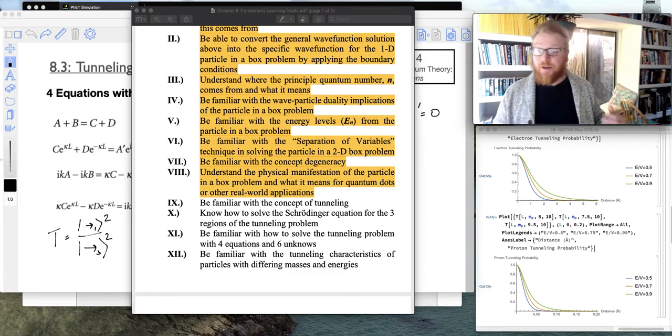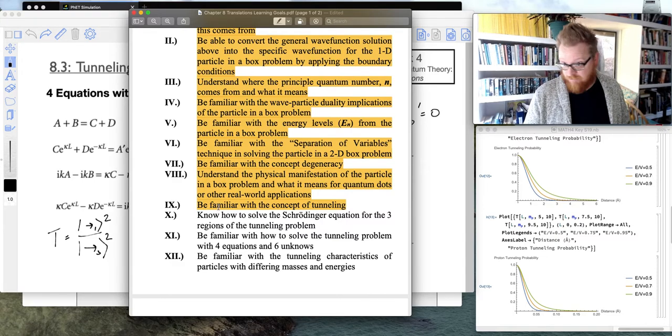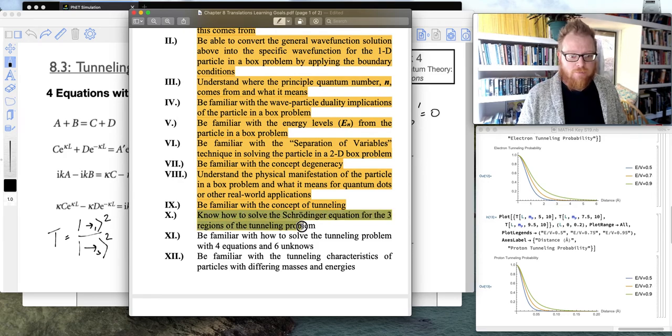Finishing up here with this tunneling discussion. I also just wanted to draw your attention to the learning goals here. The last ones to talk about: be familiar with the concept of tunneling, which I talked about in, I think, lecture 10A. Know how to solve the Schrodinger equation for the three regions of the tunneling problem. Right, I went through that.